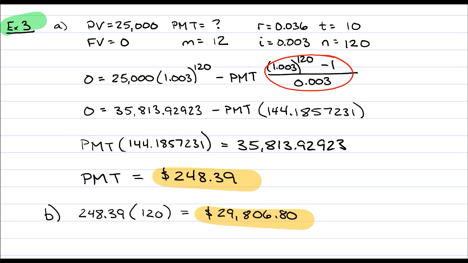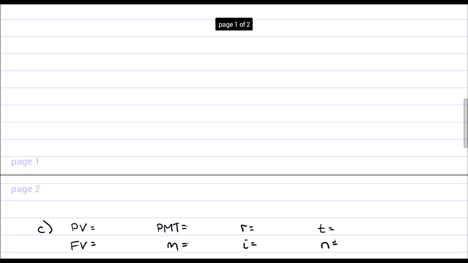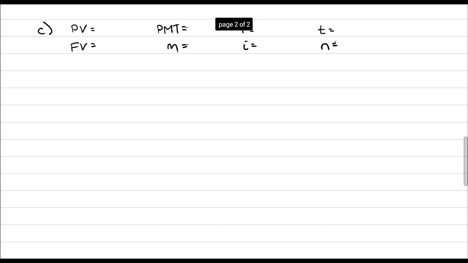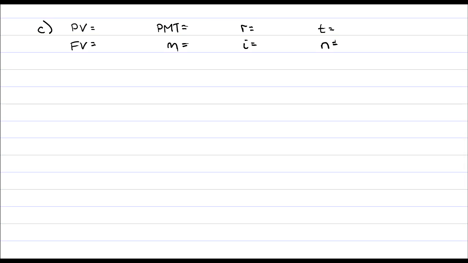Parts C and D ask the same questions, but again, we are looking at over the course of 20 years. PV is still the same, $25,000. We want future value to still be 0. We don't know payment, but we know that there are going to be monthly payments. M is the same as before, and so is I. And T now, though, is 20 years, which means N is 240.